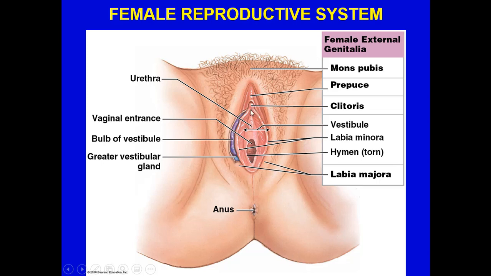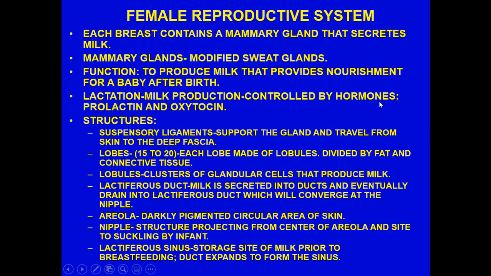And the clitoris structure is right over here. Okay. Now we move over to the breast, the mammary gland, because that is critical to secrete milk. Interestingly enough, mammary glands are modified sweat glands. Their function is to produce milk that provides nourishment for a baby after birth.